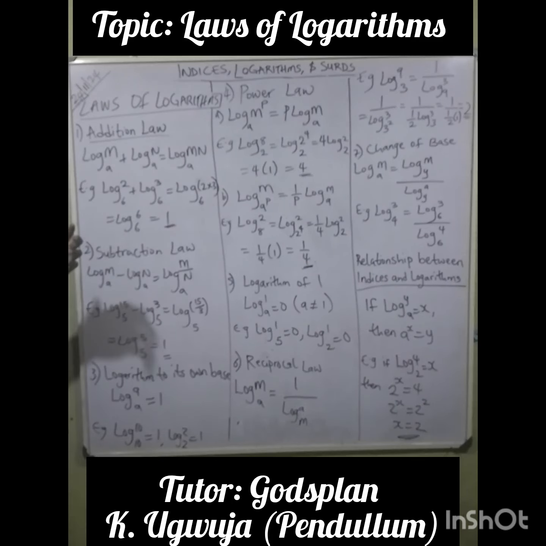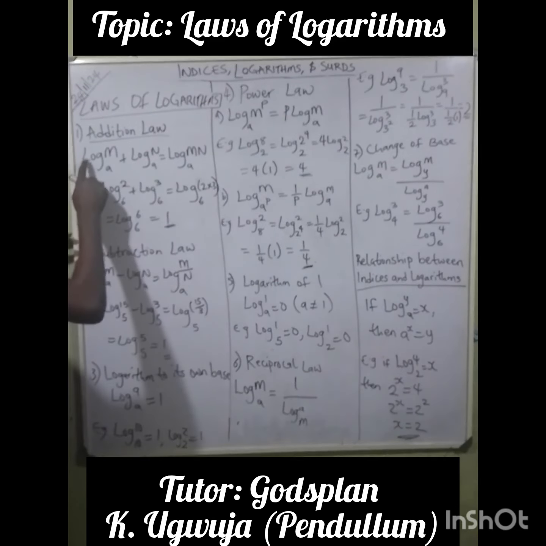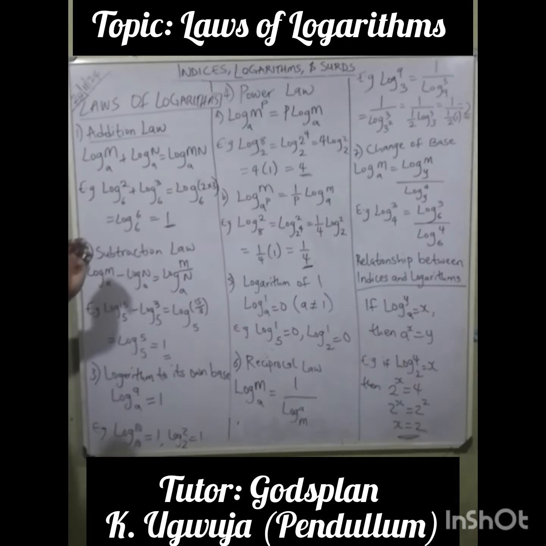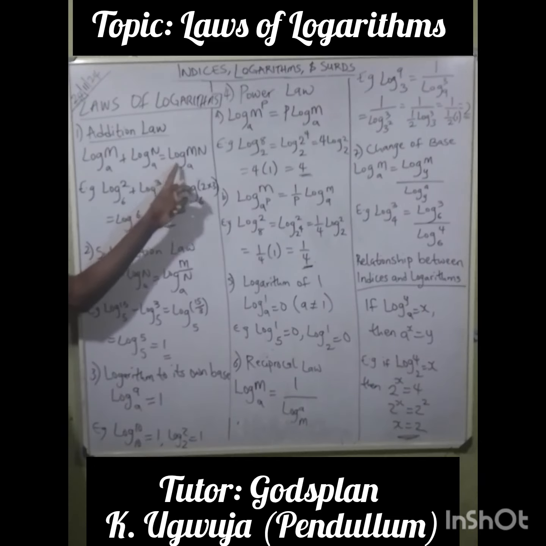Basically, the law states that if you are adding two logarithms, you have log m base a plus log n base a. If they have the same base a, the law states that you can take one of the logs, log base a, and then multiply the numbers in front of the log. So if you're adding two logarithms that have the same base, you take one of the logs and then multiply the numbers.